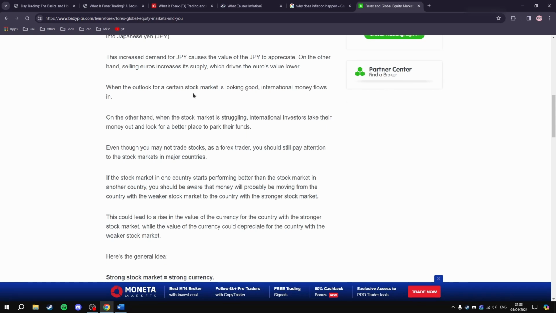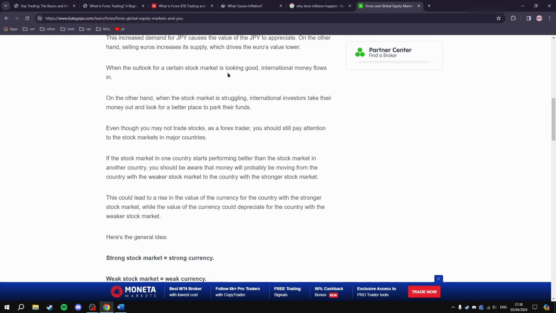This increased demand for JPY causes the value of JPY to appreciate. On the other hand, selling euros increases its supply, which drives the euro's value lower.